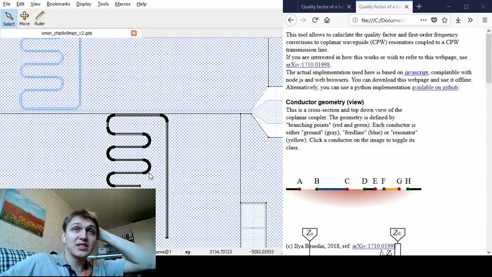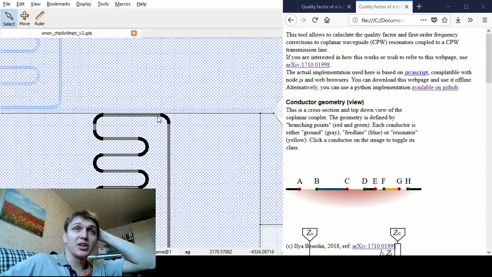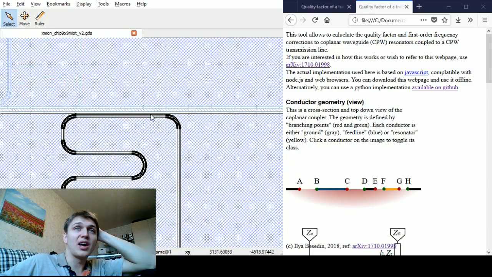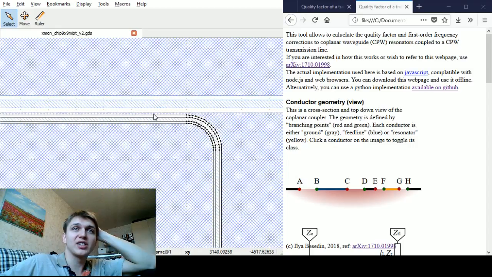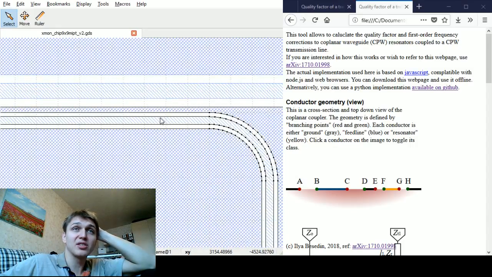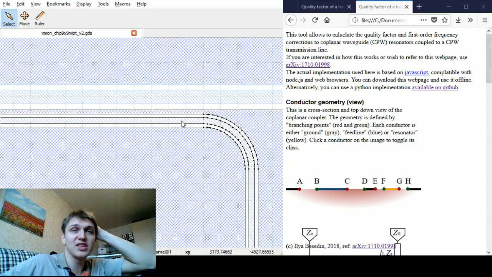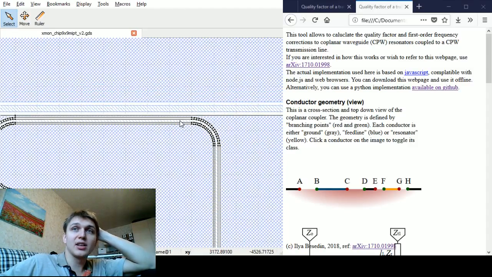The resonance frequency of this resonator is determined by its length. So this is a quarter wavelength resonator, which is approximately 5 millimeters long, and on silicon that is approximately 6 gigahertz. But the quality factor or the line width of this resonator, you cannot calculate so easily. It depends on the coupling strength between this transmission line and this resonator. And for that, we actually have this online tool.